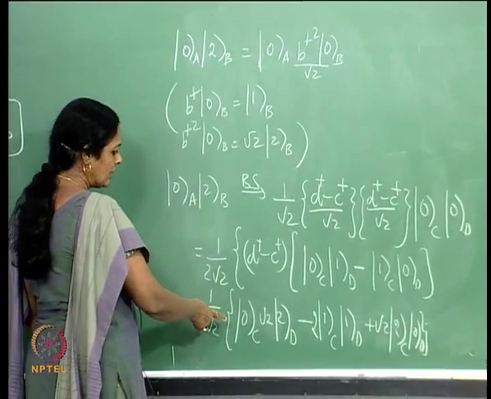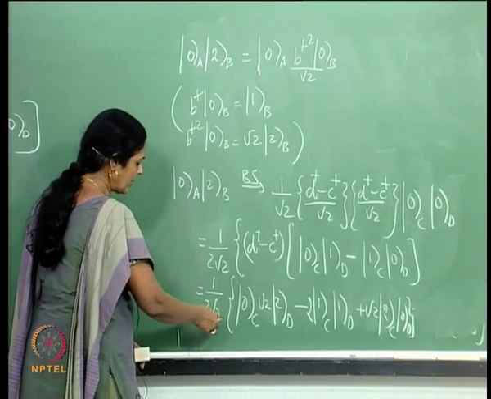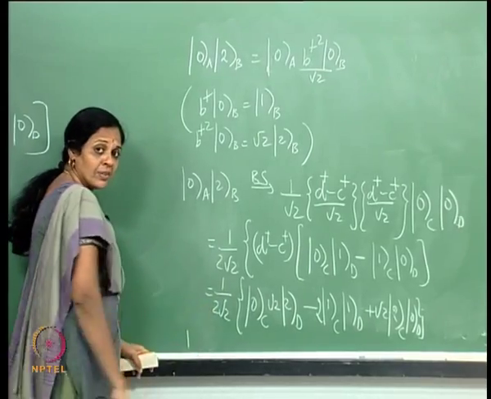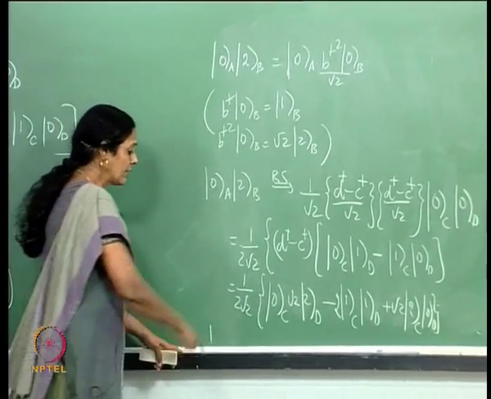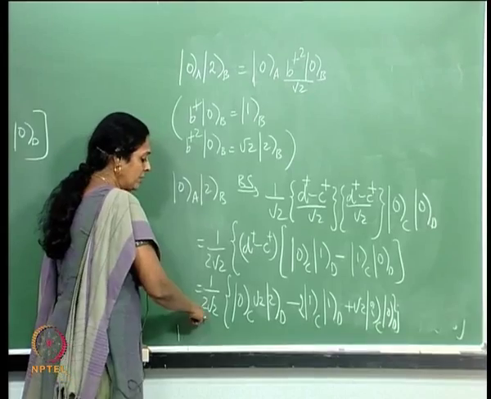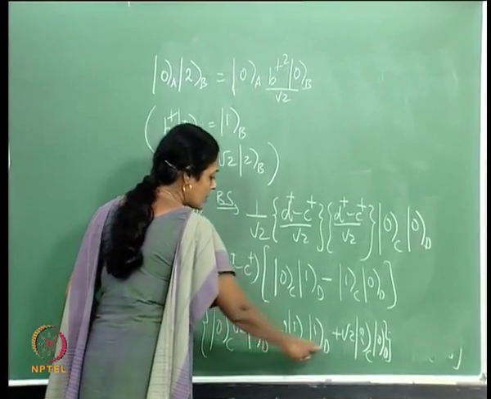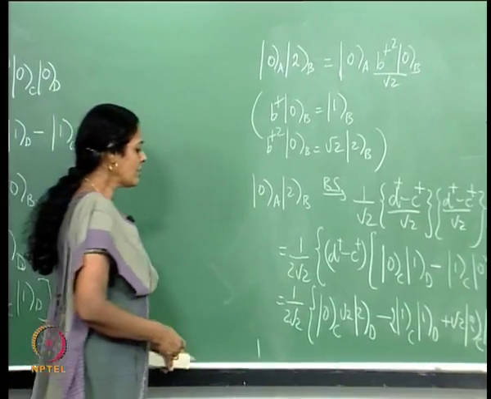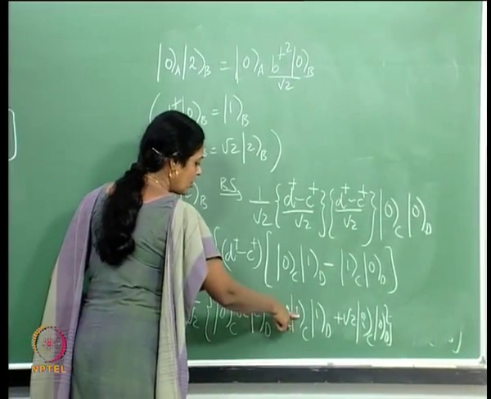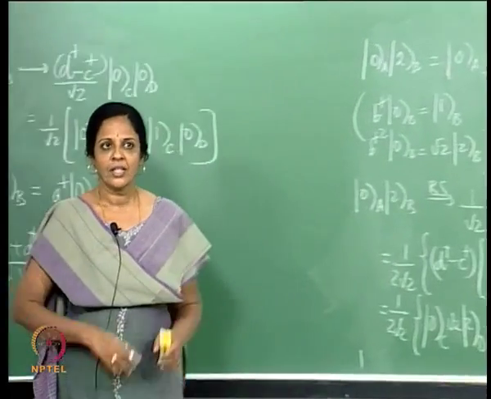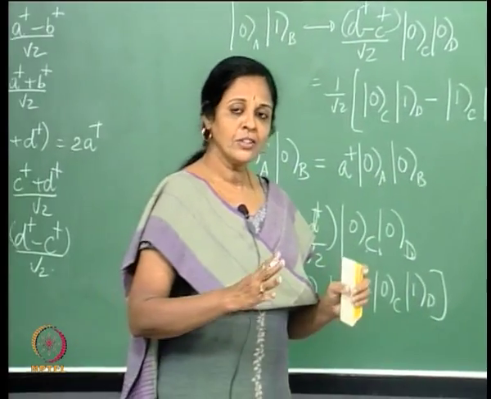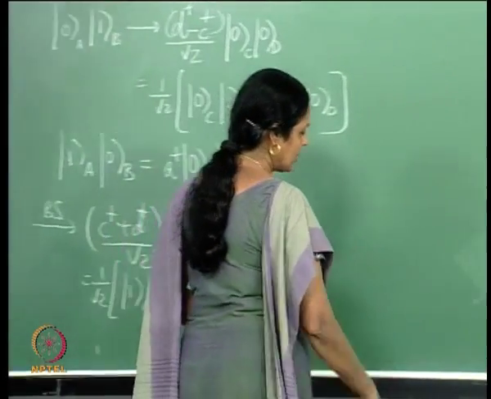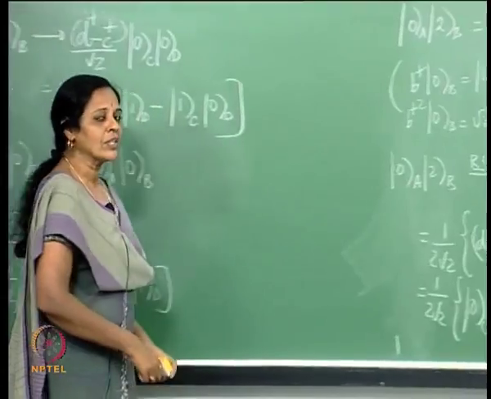We should also check that the total probability is 1, and that happens really because the first term comes with the coefficient half, that is the probability amplitude. That gives me a probability quarter for |0_C 2_D⟩, similarly a probability quarter for |2_C 0_D⟩, and a probability half for |1_C 1_D⟩. Therefore, the total probability of finding the photons in the output port happens to be 1, which is the way it ought to be. So, this is what I have if I send 2 photons in.